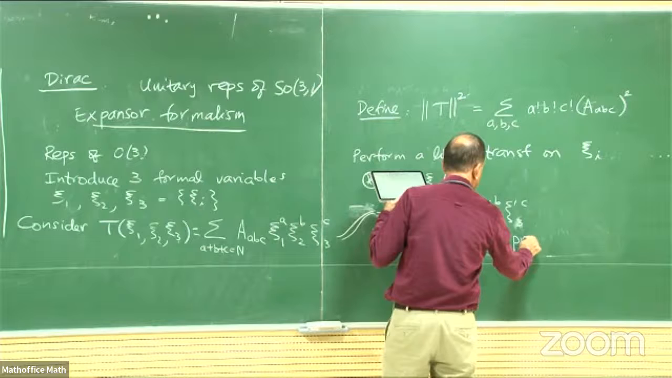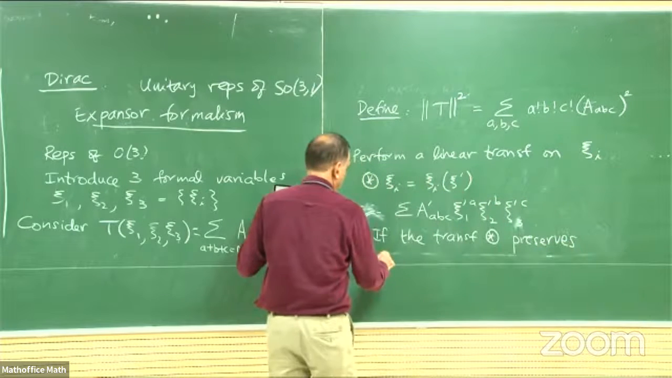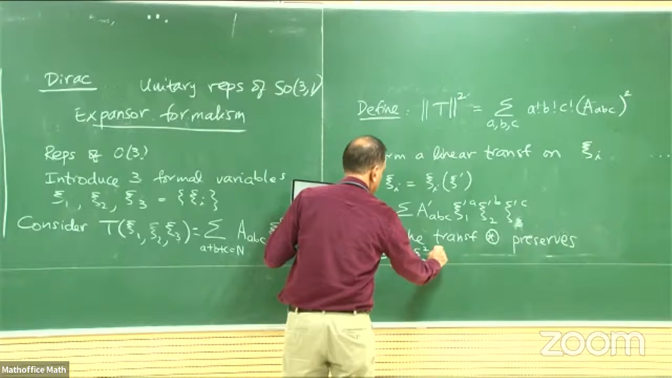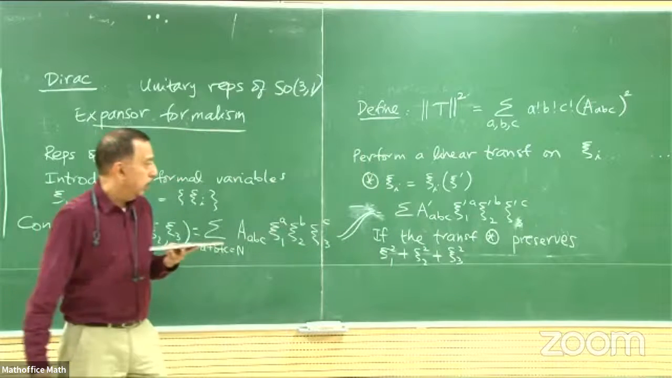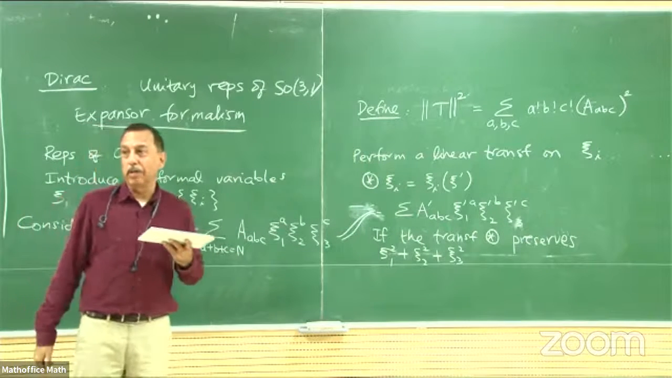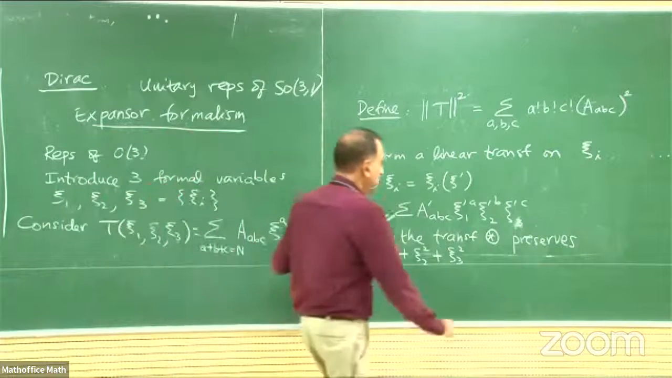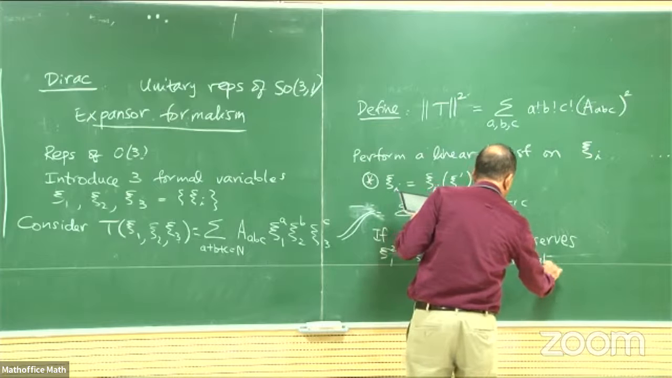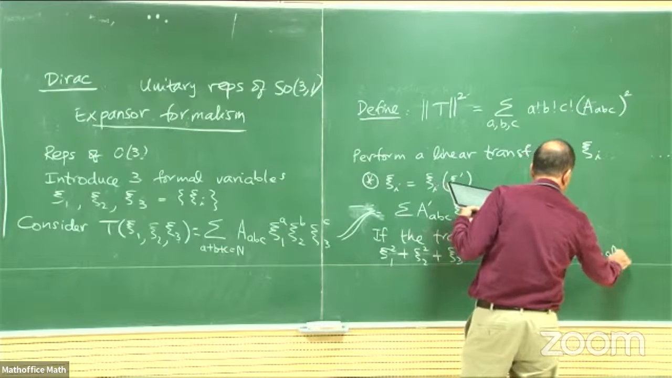Okay. Now his observation is if the transformation star preserves psi1 squared plus psi2 squared, the quadratic form, plus psi3 squared, which of course is the definition of O3. It's the set of transformations that preserve this sum. Then ABC is a representation of O3.